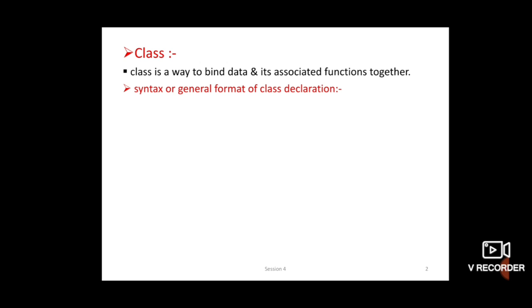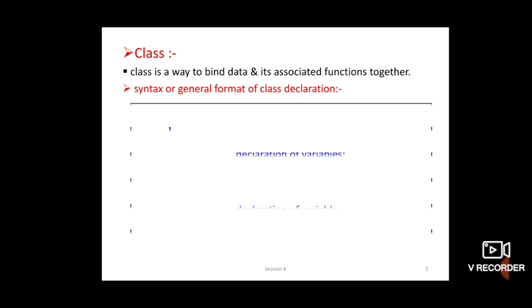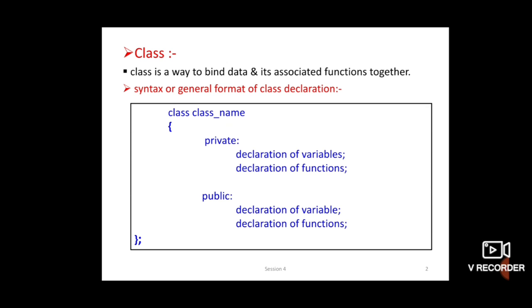Now see, we have already seen the definition of class. What is a class? Class is a way to bind data and its associated functions together. It is called a class. Now see the syntax, or general format, of class declaration.